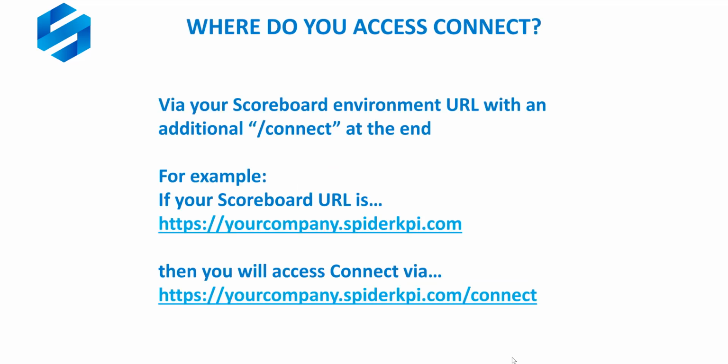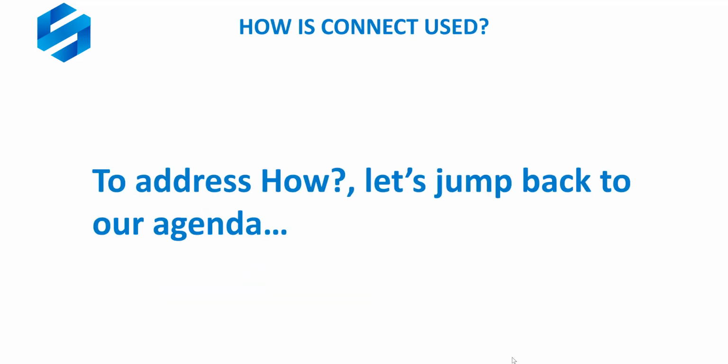Where do you access Connect? It's again quite a simple addition to your URL. You access the same Scoreboard URL that you use to open and work with Scoreboard, and simply add a /connect to the end of that URL, and you will be brought into Connect. And lastly, how is Connect used? Well, to address the how of it all, that's the meat of this presentation, so let's jump back into our agenda.